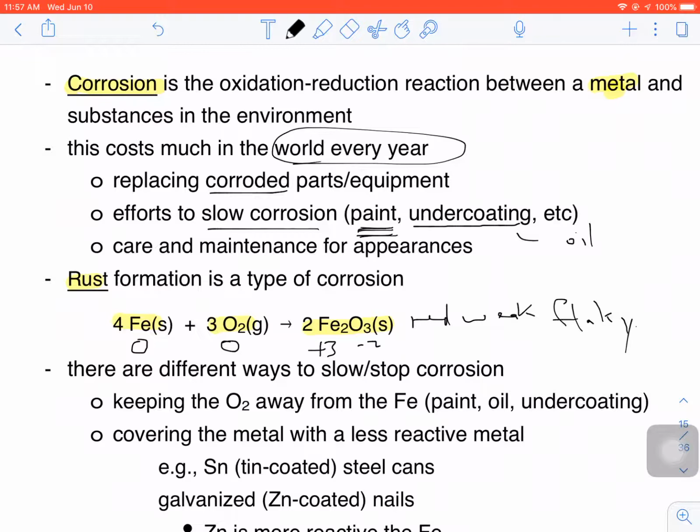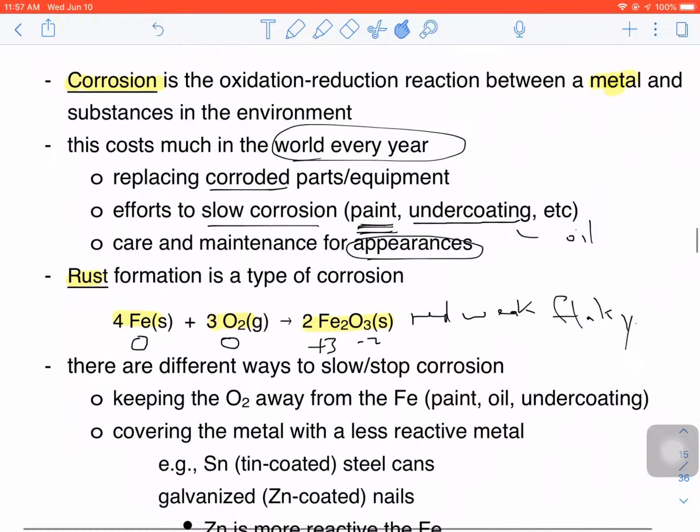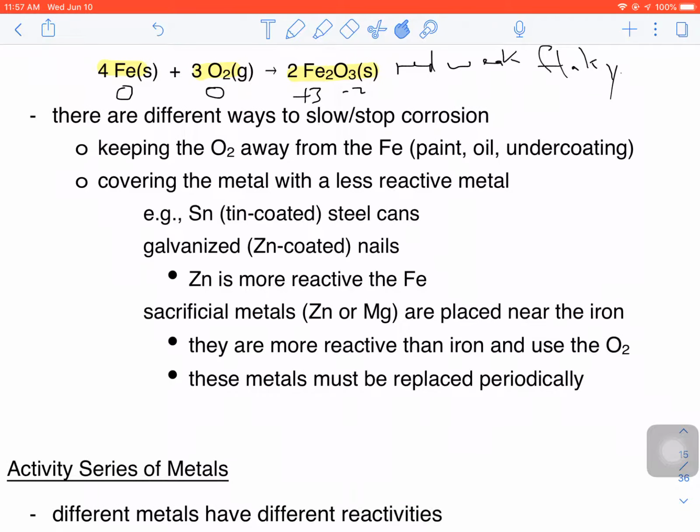Okay, so corrosion is a real problem, and again, people don't really like the way things look when they're rusty either. It's not just the fact that it's going to get weaker over time, but it kind of looks not so good. Okay, so if the goals here are to cover the metal, all right, that's one way of doing it.